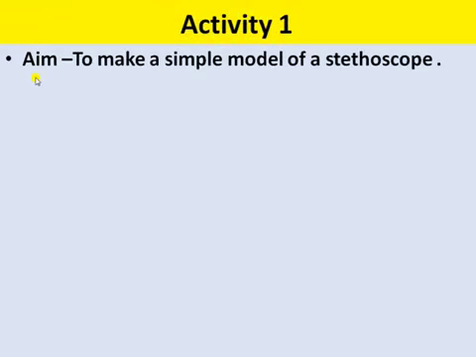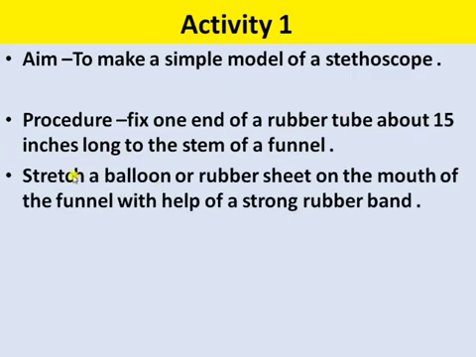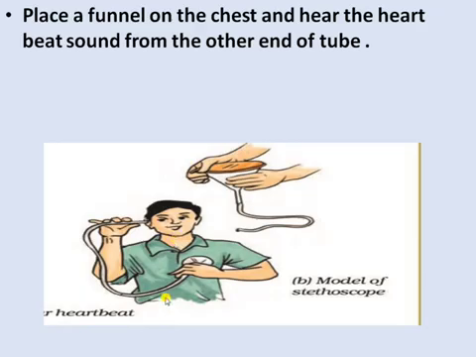In the first activity, the aim is to make a simple model of a stethoscope. The procedure is, firstly you have to fix one end of a rubber tube, about 15 inches long, to the stem of a funnel. Then stretch a balloon or a rubber sheet on the mouth of the funnel with the help of a strong rubber band. Then place the funnel on the chest and hear the heartbeat sound from the other end of the tube. So this is the model of a stethoscope that you have to make.